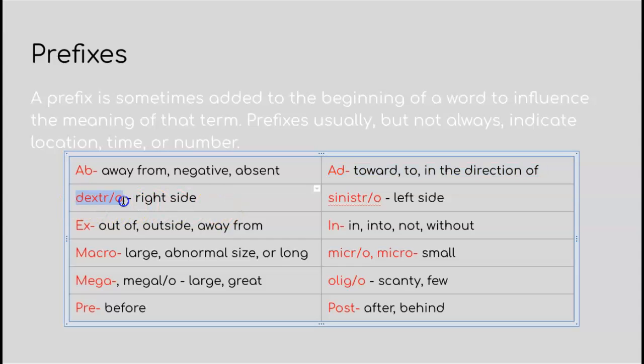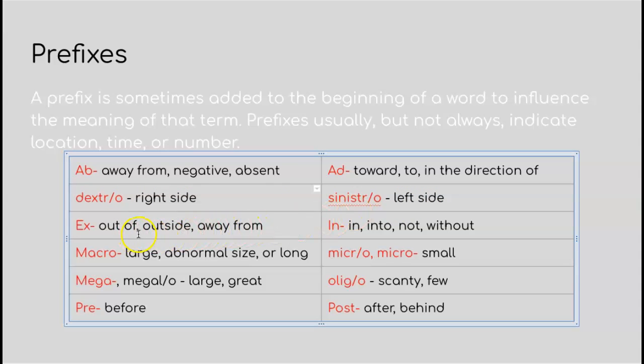Dextro, D-E-X-T-R-O, equals your right side. Sinistro equals your left side. This is usually in reference to eyes and ears. So pay attention to that when we get into general patient care and we're doing vital signs and Snellen charts for eye acuity. You'll notice we use these terms a lot.